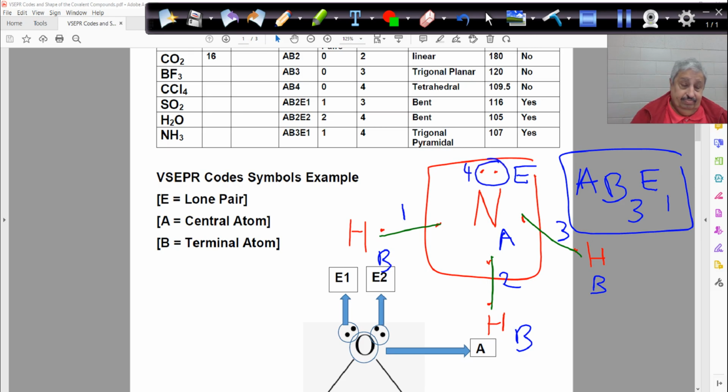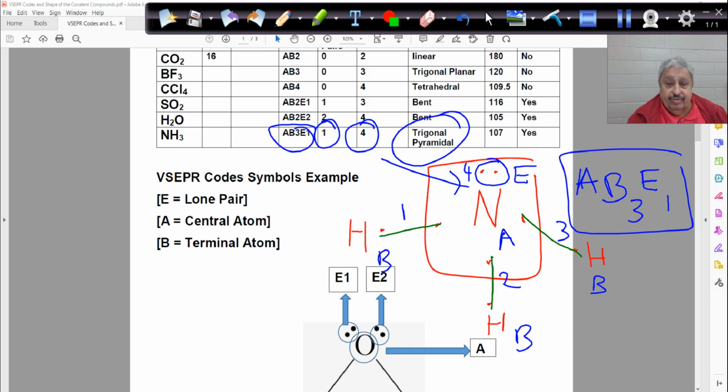4 zones. According to the 4 zones, this should be tetrahedral, but it's not tetrahedral because of this lone pair, correct? So the lone pair will squeeze it a little bit. So here it is. It has AB3, E1, correct? 1 lone pair on the central atom. How many zones? 4 zones or units or groups. What's the shape of it? The shape of it is trigonal pyramid or pyramidal.